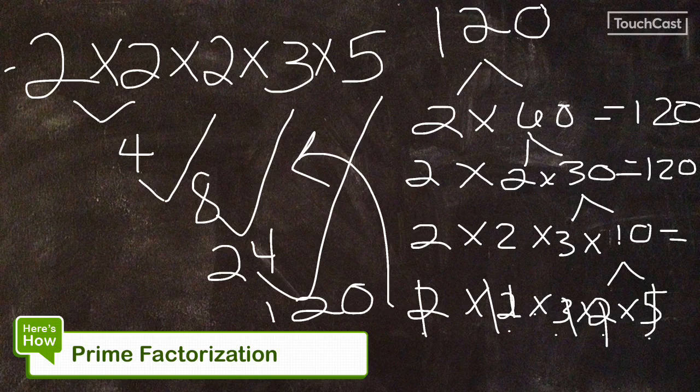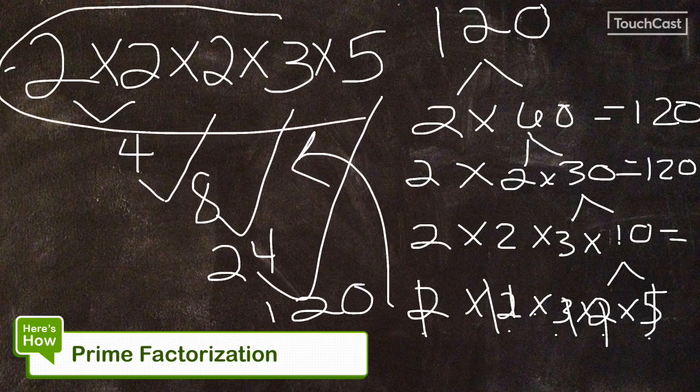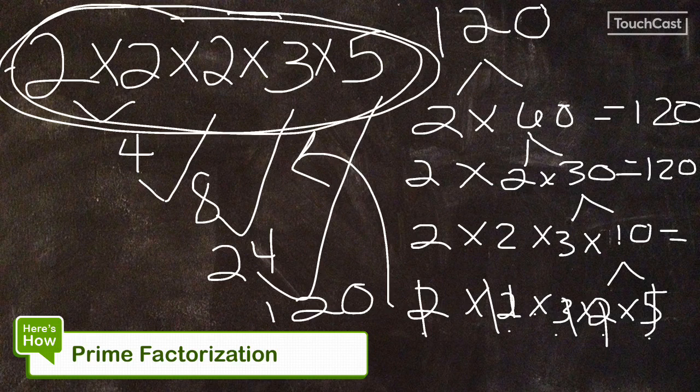Perfect. So that is prime factorization. We're just breaking down our numbers until we have a string of all prime numbers. There are never any ones, and each prime factorization is unique to one number only.